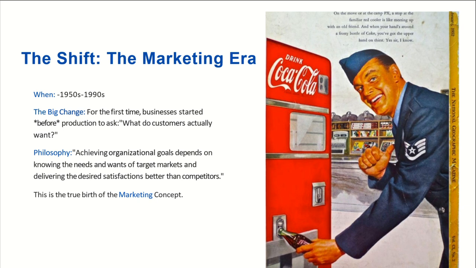So the shift, the marketing era. The marketing era was from 1950s to 1990s. For the first time, businesses started to ask, what do customers actually want before they started production? Now the philosophy changed and the companies realized that achieving their goals depended on knowing the needs of their target customers, target market, and delivering satisfaction better than their competitors. This mindset shift marked the true birth of the marketing concept. Now we move on to the next slide.